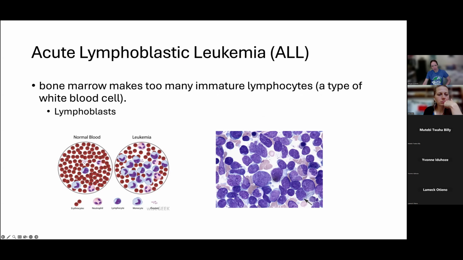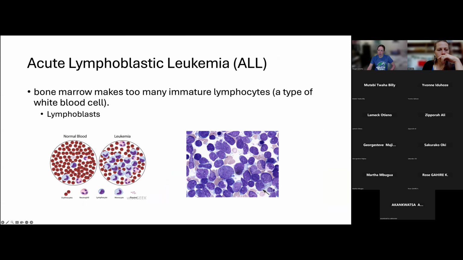If you imagine this is kind of what normal blood looks like, you got lots of red blood cells, you got some platelets, and you got a few different types of infection fighting cells. These ones are neutrophils, and these ones are lymphocytes and monocytes. So that's what it should look like. This is what it looks like in a leukemia. There's a whole bunch of these lymphocytes, too many, right?